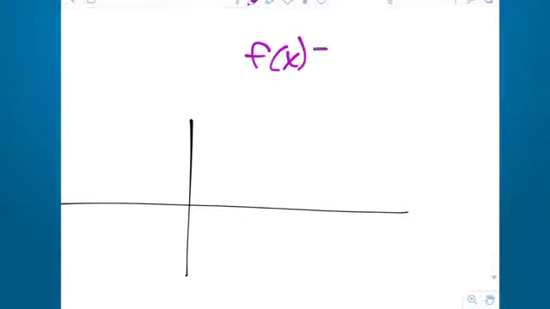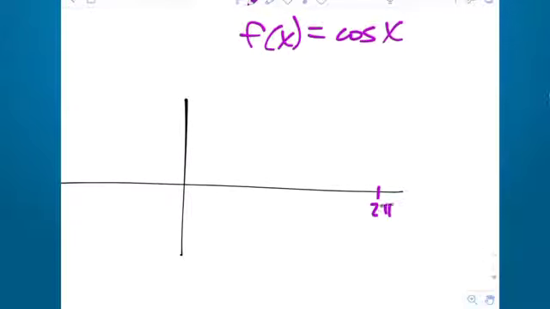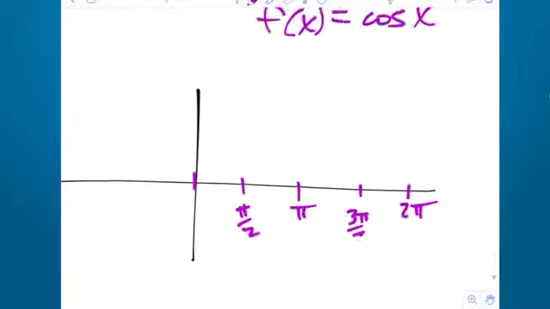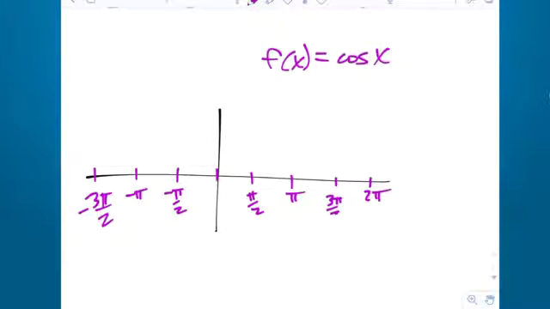Chala. So if f of x is cosine of x, it's chala, so put your critical values down. We have 2 pi, pi halves, 3 pi halves, 0, and then negative pi halves, negative pi, negative 3 pi halves. So it looks good. Is cosine even, odd, or neither? It's even, just like its reciprocal function, secant.